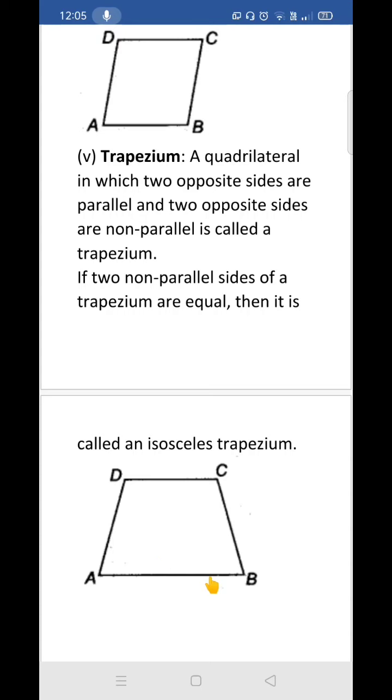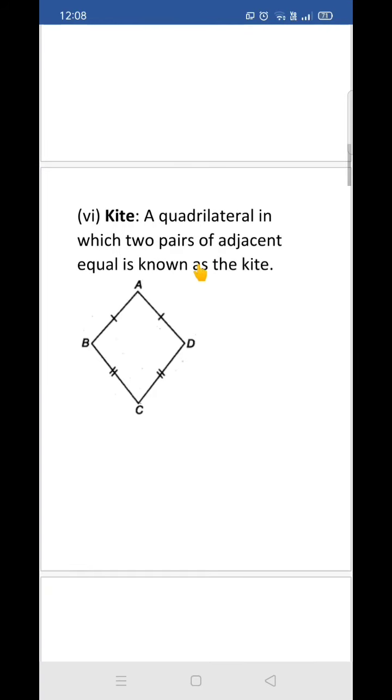Now if the two non-parallel sides of a trapezium are equal, then it is called an isosceles trapezium. Here you can see this is a parallel side, and these are the non-parallel sides. If the two non-parallel sides are equal to one another, then you can call this trapezium an isosceles trapezium.